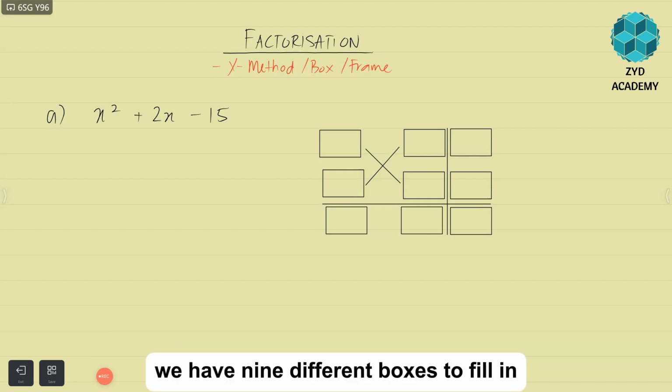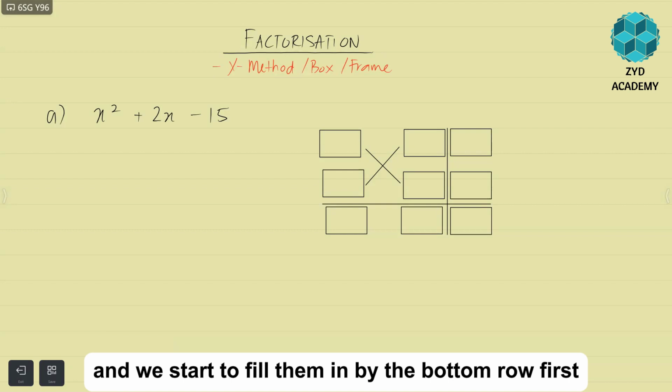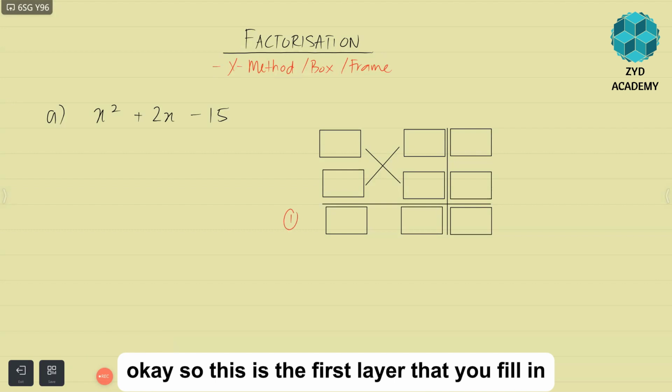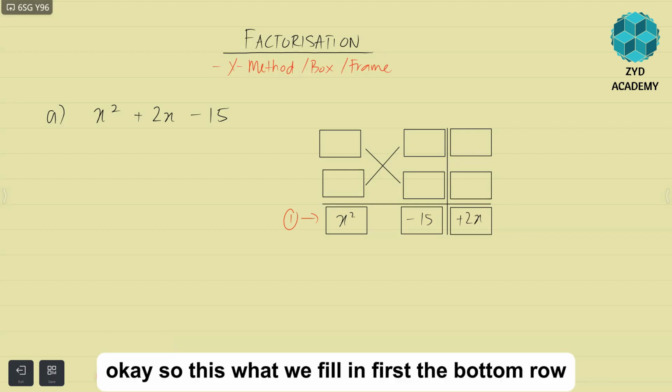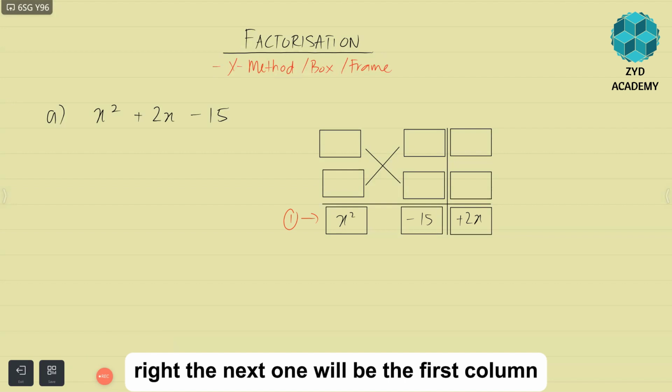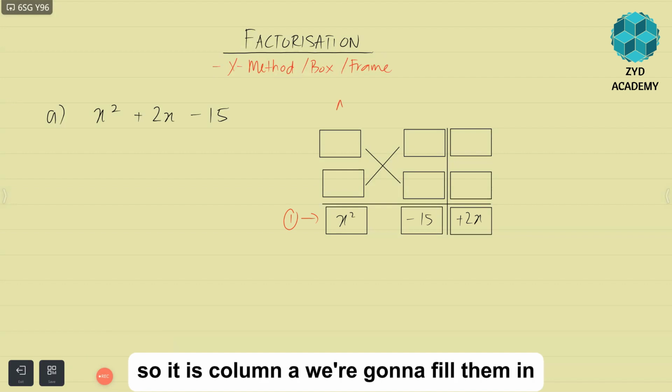We have 9 different boxes to fill in, and we start to fill them in by the bottom row first. Okay, so this is the first layer that we fill in, and they are x squared followed by minus 15 and plus 2x. Okay, so this is what we fill in first, the bottom row. Right, the next one will be the first column. So it is column A.